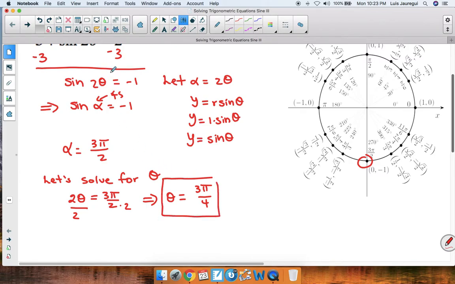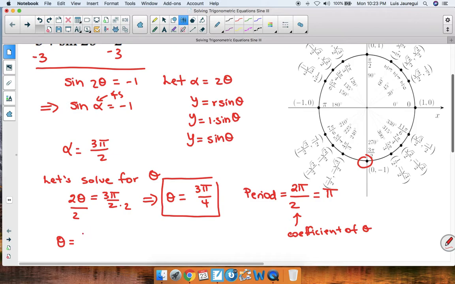However, since the coefficient of theta was equal to 2, we know that the period of this function is equal to 2 pi over 2. Where is this 2 coming from? That's the coefficient of theta. Now, by dividing here, we get that the period is equal to pi. So, other possible angles are going to be pi units away from this one.